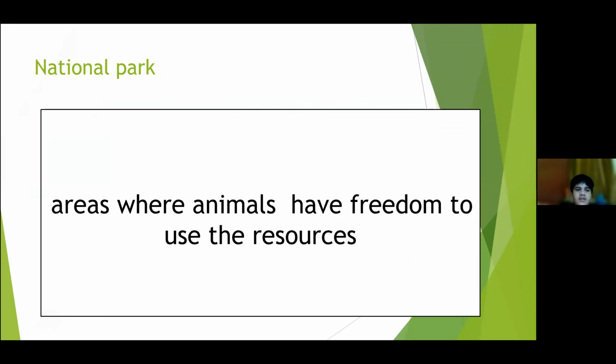National park: areas where animals have freedom to use the resources. A national park is similar to a wildlife sanctuary and also has the same things that wildlife sanctuaries have. In this area, the animals living there have their particular resources and they can use them anytime. They are free.